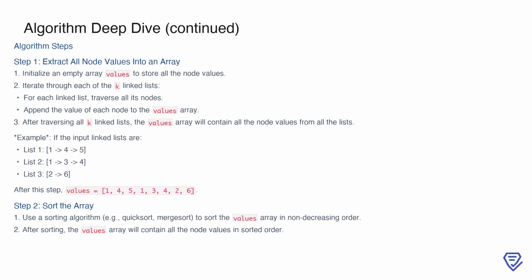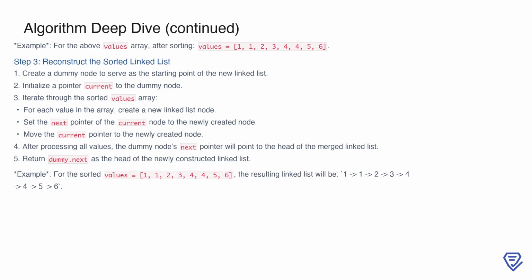Next, we sort this array in non-decreasing order using a sorting algorithm like quicksort or mergesort. After sorting, this array will contain all the values in sorted order, making it ready for the final step of reconstructing the linked list. After sorting the array, we proceed to reconstruct the merged sorted linked list.